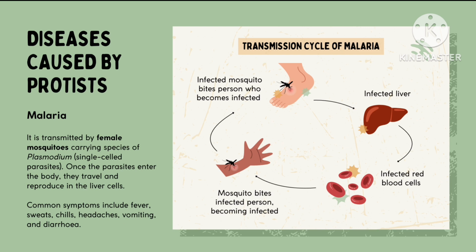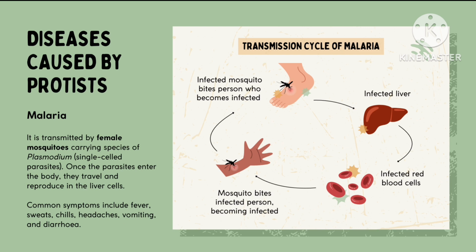Disease caused by protists. Malaria. It is transmitted by female mosquitoes carrying species of Plasmodium single-cell parasite. Once the parasite enters the body, they travel and reproduce in the red blood cells. Common symptoms include fever, sweat, chills, headache, vomiting, and diarrhea.